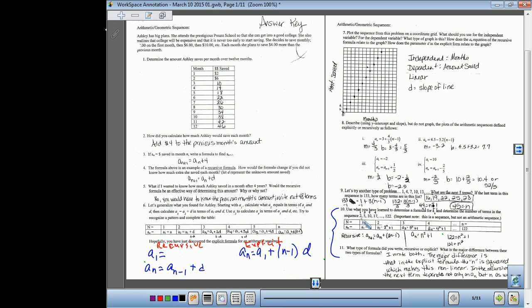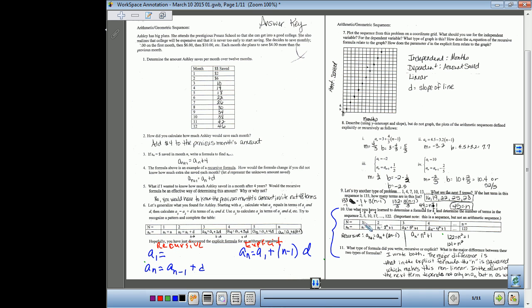Now, this one kind of threw a wrench at us, didn't it? Because this is not arithmetic. The first difference is not constant. But did you notice that the second difference was? And what does that key you into? If the second difference is constant, it is quadratic. So now we know it's quadratic.